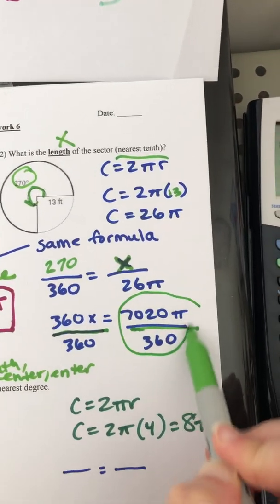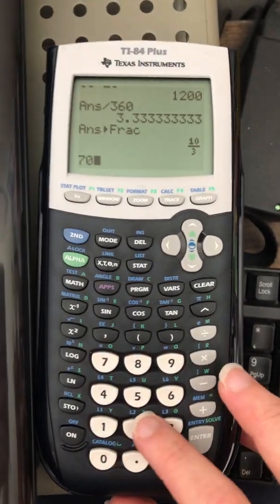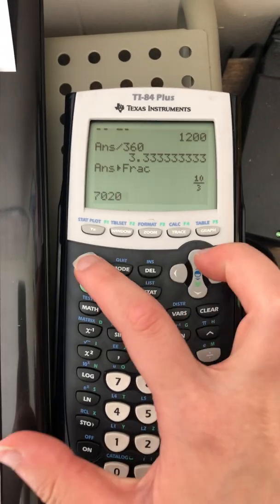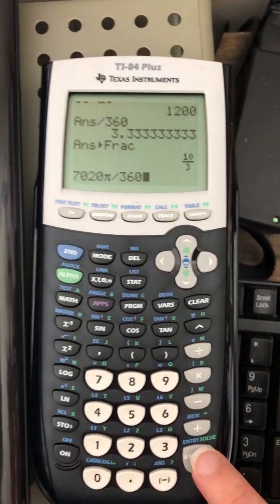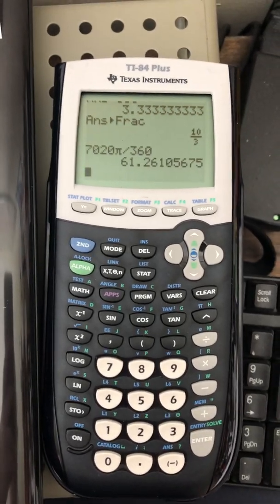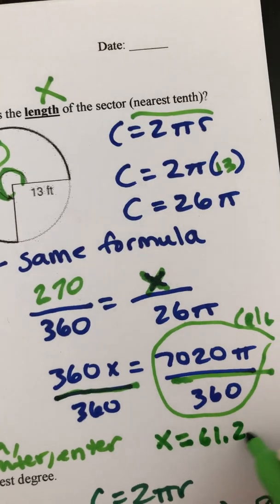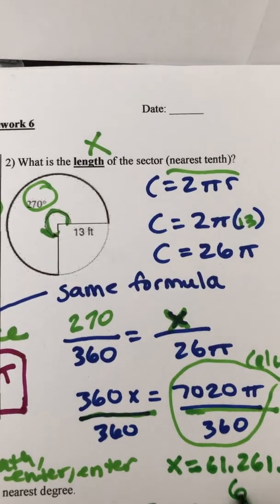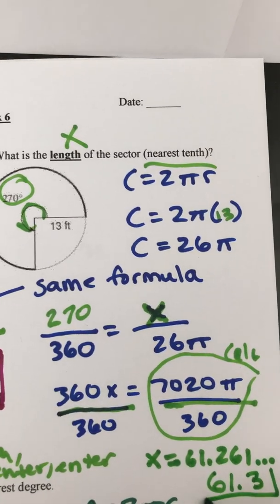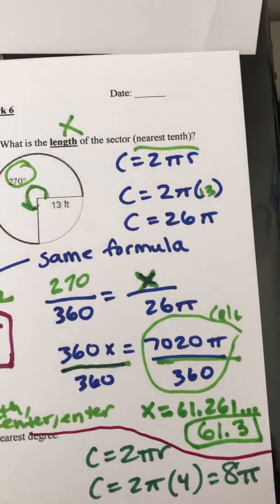So we could type all this onto the calculator. I'm going to do that right now. 7020 pi is second, the caret button, pi, and that gets divided by 360. Gets 61.261. I'm going to write that over here. Round that to the nearest tenth, 61.3. Okay, I'm just going to separate that for you guys so you don't get confused. That's the next question. Okay, that was number 2.